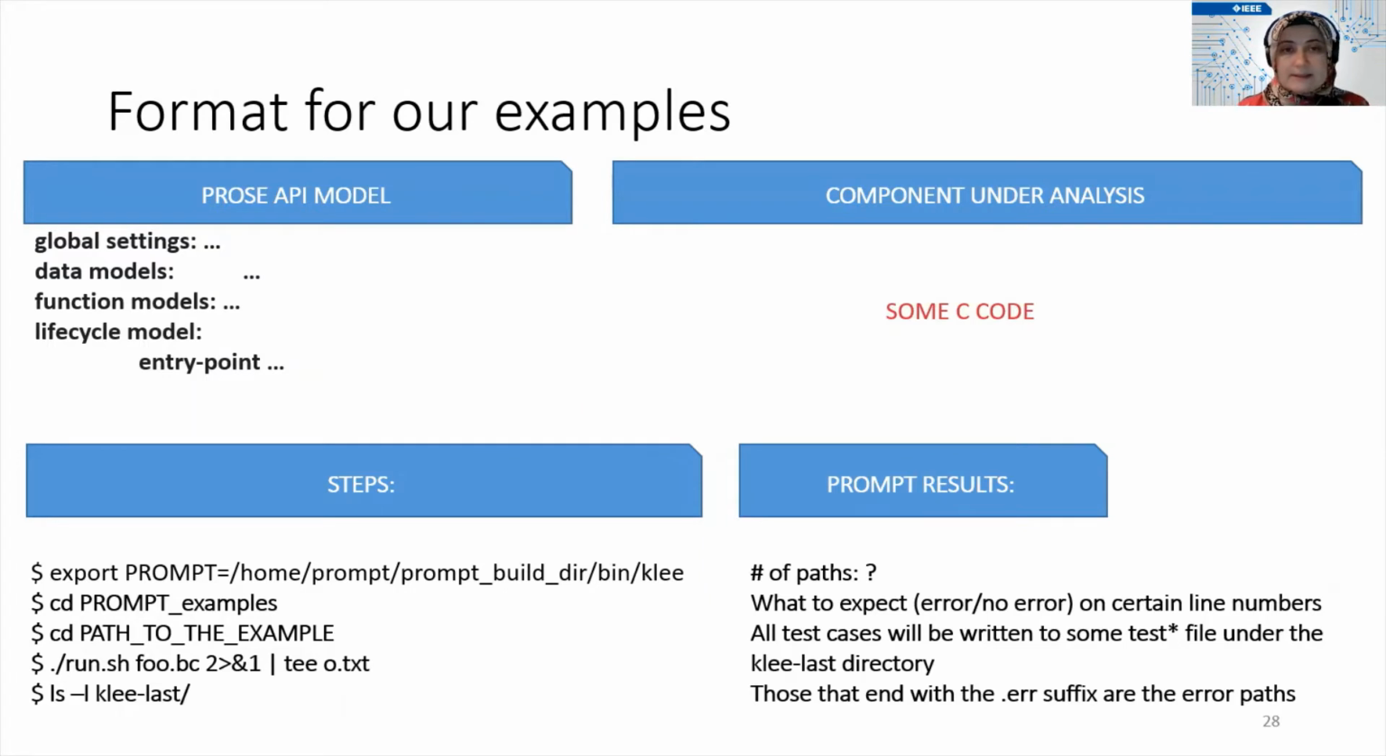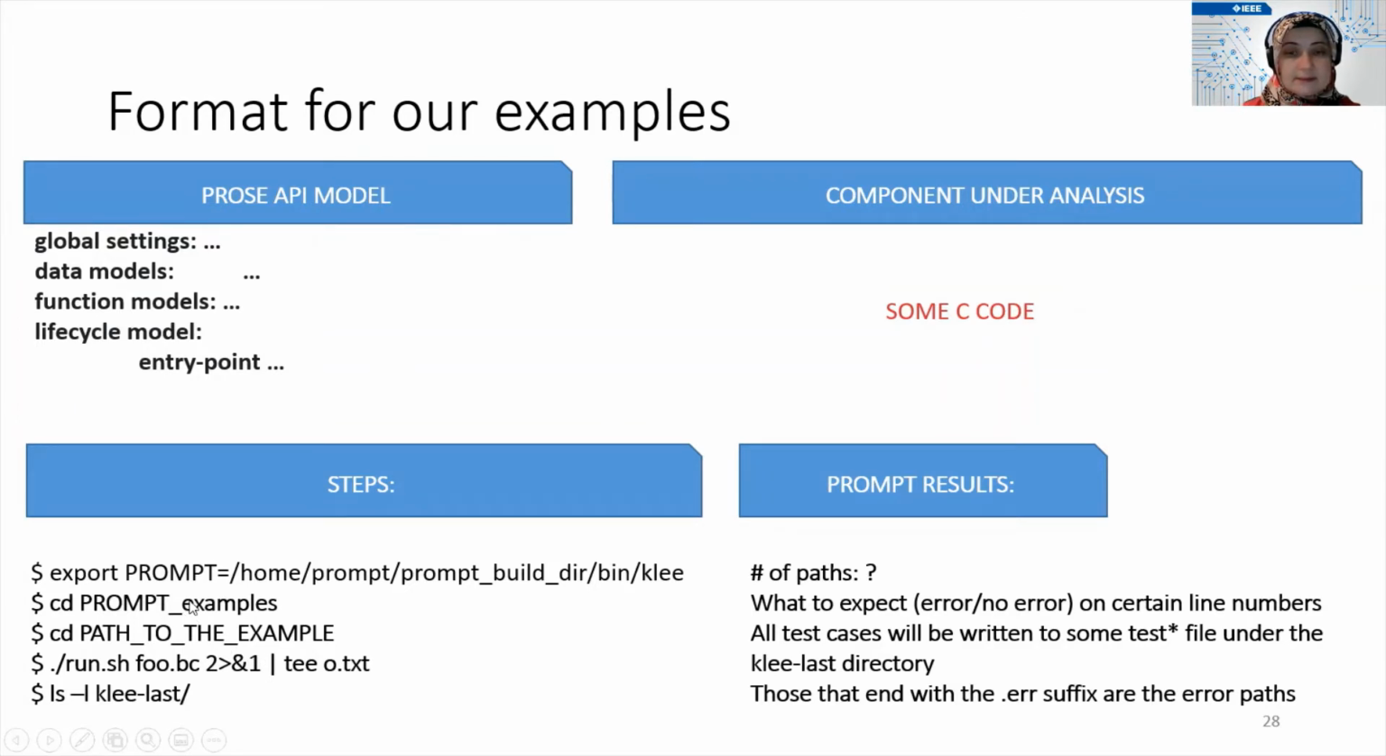We are going to use this layout to organize our information when we go through the examples. So on the top left side, you'll see the API model. We'll try to keep it as small as possible. And we will have our short snippet of code, the component that we'll be analyzing. And the code will be analyzed under the guidance of the specified API model. So we'll provide both syntax and semantics through these examples.